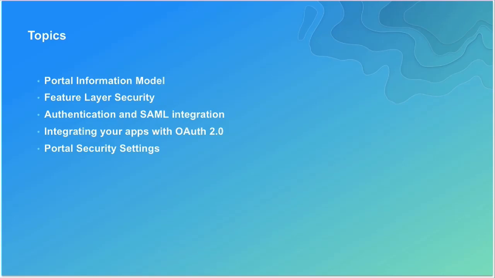So the first thing to understand is the portal information model. There are four basic pieces in play. There's the portal itself. That's the place that you work in, where you manage all your information. There are users. Those are users that work in the portal. There are items. That's the generic name that we give your information, your data sets, your services. And then there are groups. Groups are a way for you to share items with a group of users within the portal.